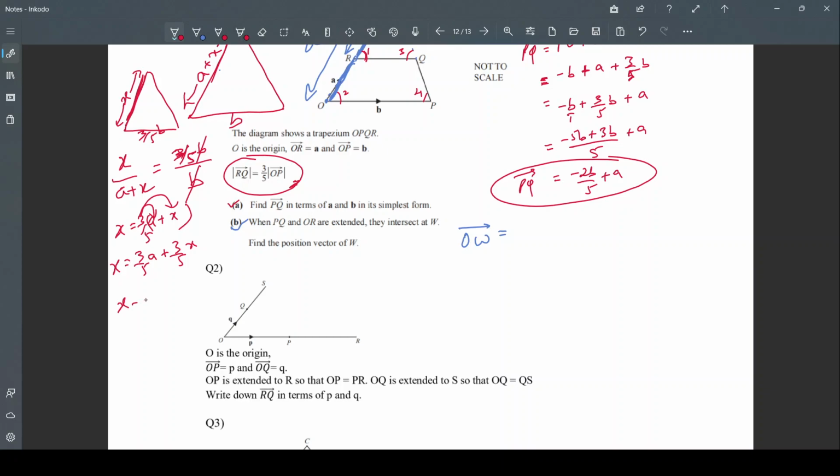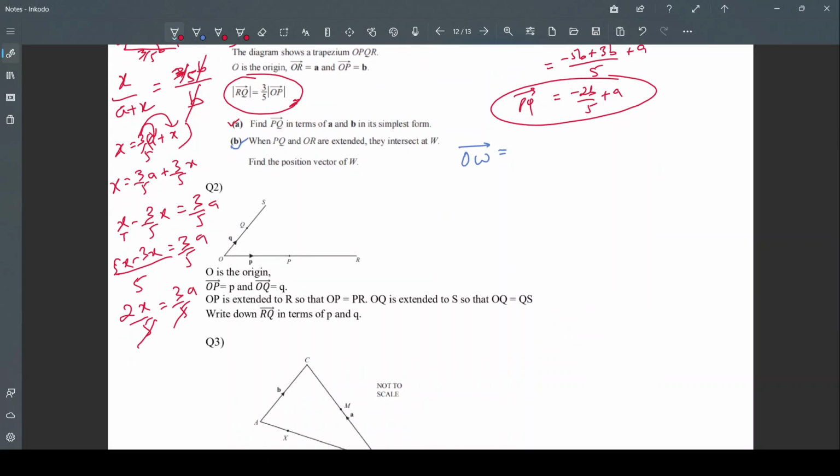So if this 3 by 5 of x comes over to the left, it will have a negative sign. 3 by 5 of a is already there. So if I take an LCM of that, 5, so 5x minus 3x equals 3 by 5 of a. It gives you 2x by 5 equals 3 by 5 of a. 5 and 5 got cancelled out. So finally what do we get? 2x equals 3a, and x equals 3 by 2a. Got it? This 2 comes down. So x equals 3 by 2 of a.